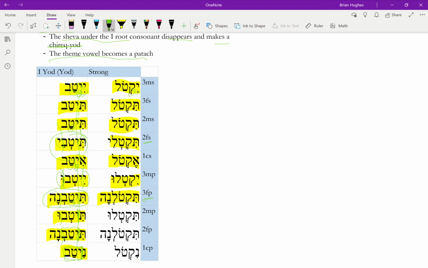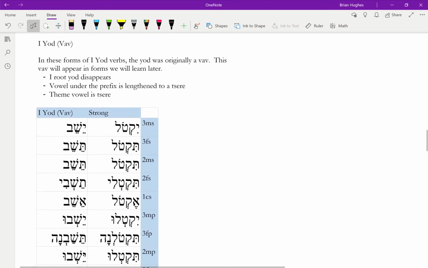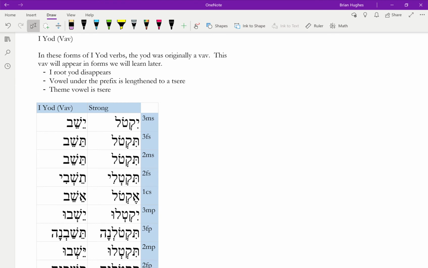All right, so that's the first kind of first yod weakness. The second root was once a vav, so instead of first yod yods, these are first yod vavs. In these forms of first yod verbs, as I said, yod is originally vav, and in later forms that we're going to learn, the vav will reappear. But in the qal imperfect, the first root yod just disappears. So you can add these to your trouble children list.